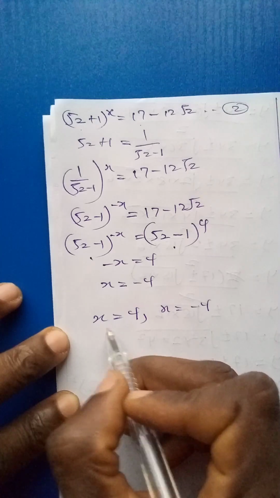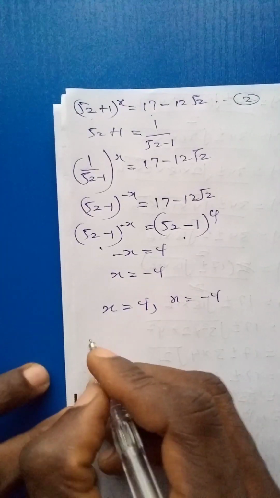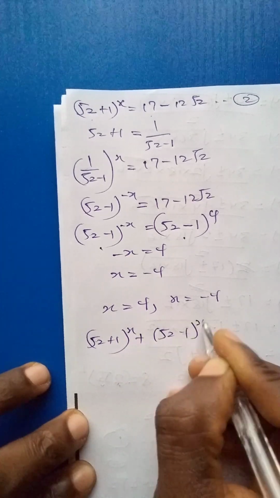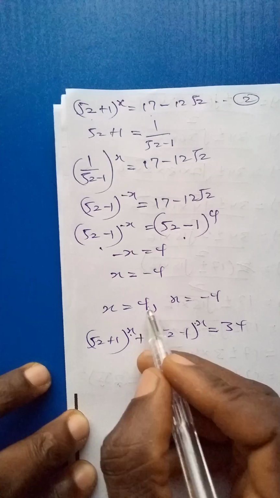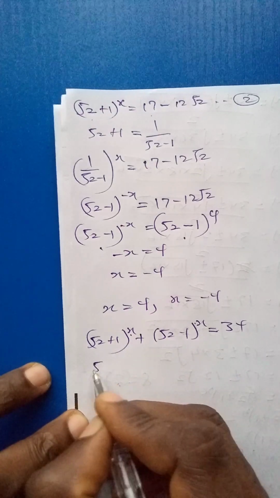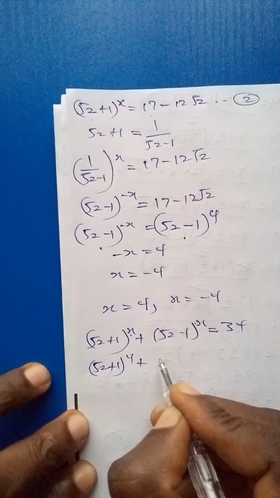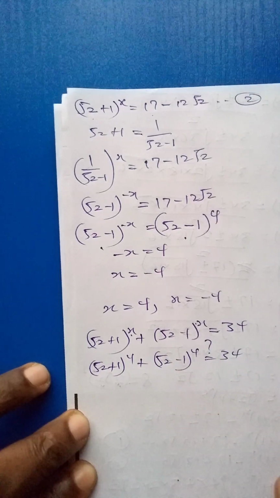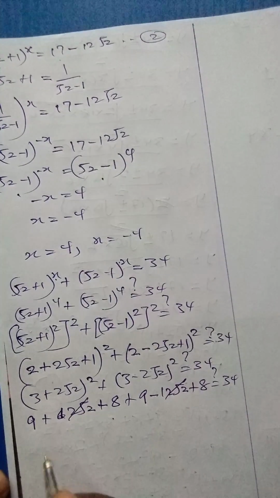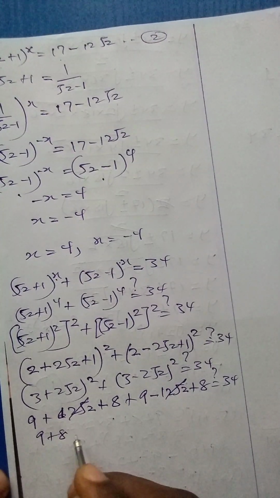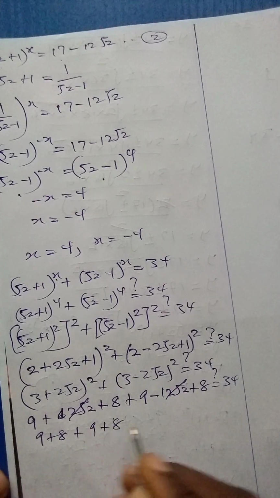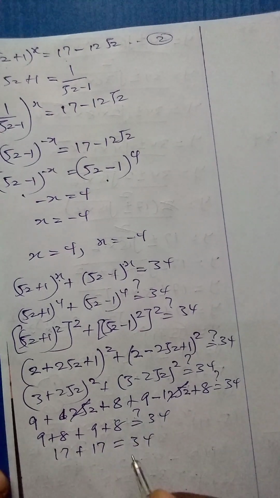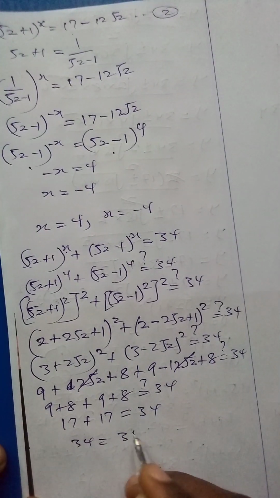Now let us see if this is the solution to the equation, which is (root 2 plus 1) all raised to the power x plus (root 2 minus 1) all raised to the power x is equal to 34. I'm going to put 4 where I see x and then solve it. So I have (root 2 plus 1) all raised to the power 4 plus (root 2 minus 1) all raised to the power 4 is equal to 34. We want to check if it is equal to 34. The root 2 terms will cancel out. This is 9 plus 8, then plus 9 plus 8. Is it equal to 34? This is 17 plus 17, which is 34. Yes. So 34 is equal to 34.